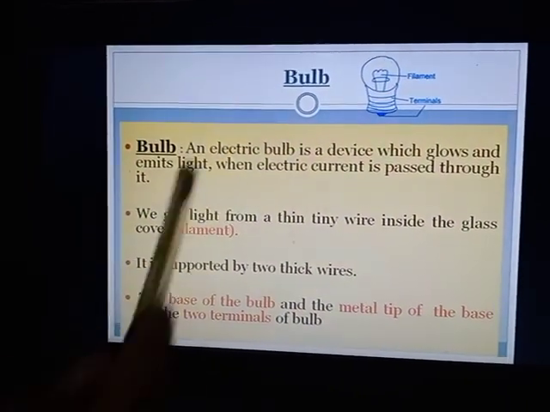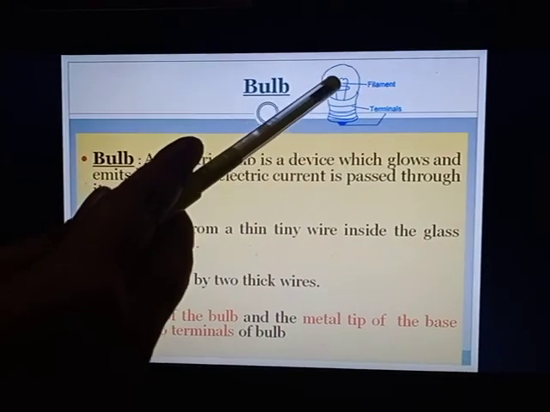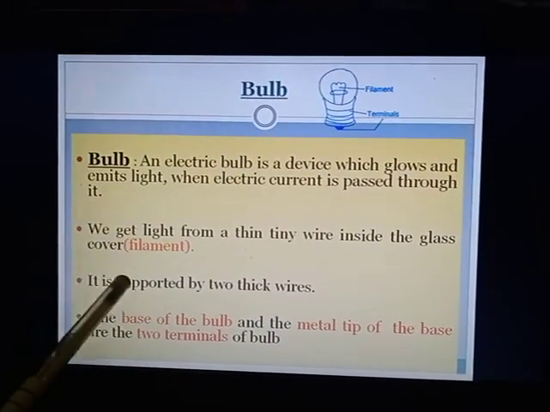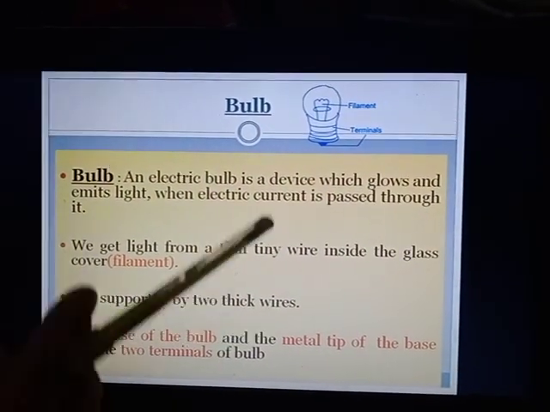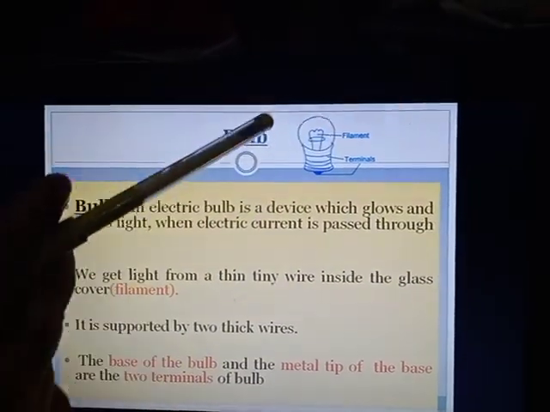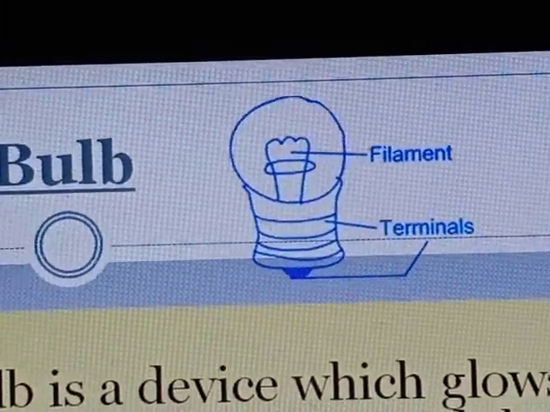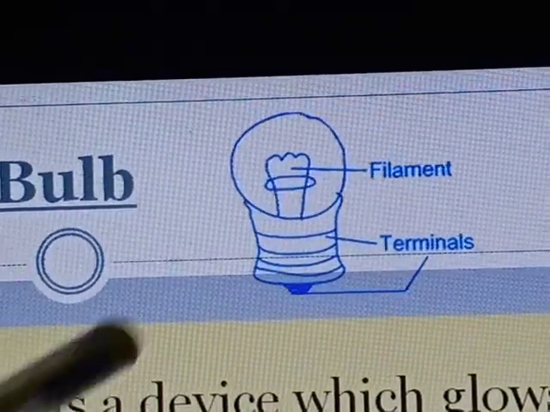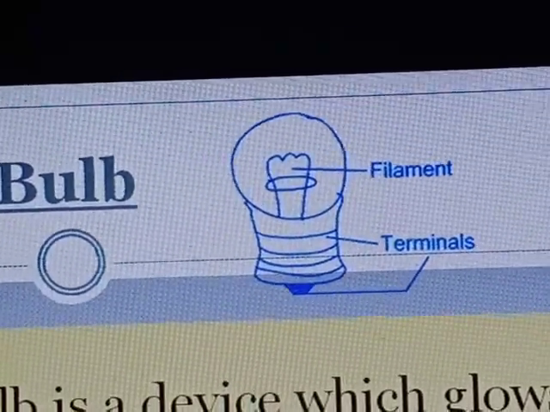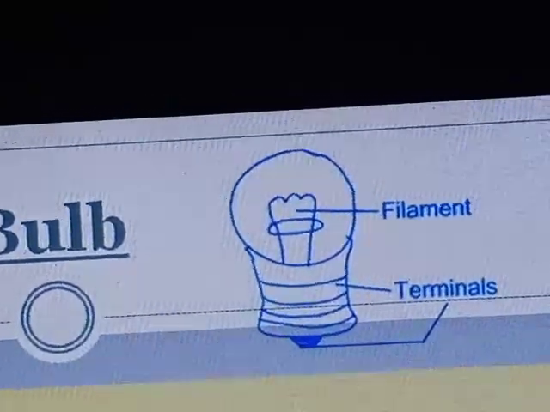So here this is a small bulb, this is a filament. It is supported by two thick wires. These are the two thick wires of the bulb. The base of the bulb and the metal tip of the base are the two terminals of the bulb.